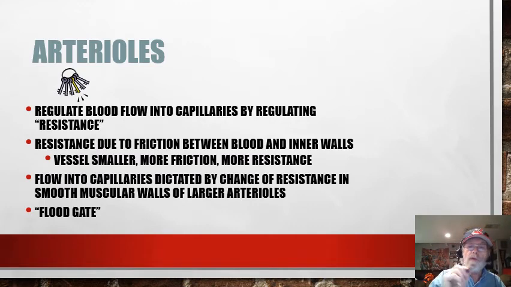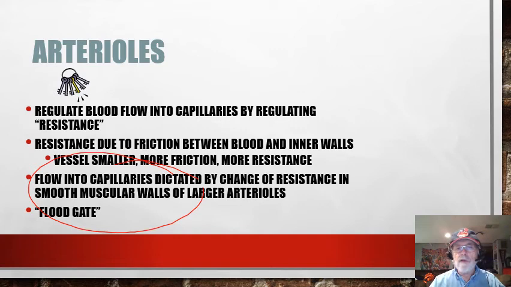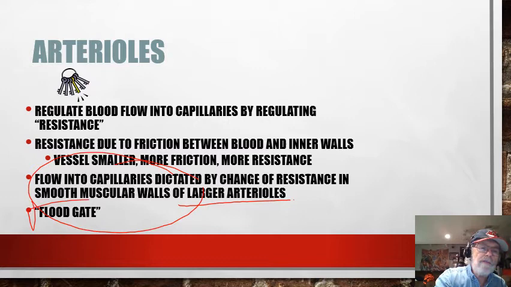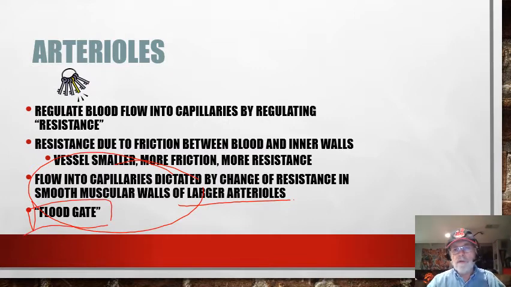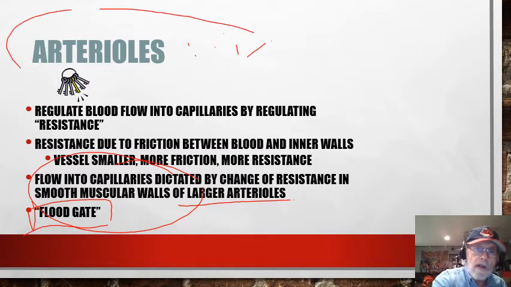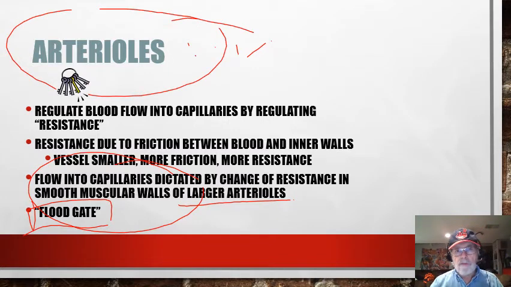So the flow that we find, which is really a critical thing, the flow that goes into the capillaries is dictated by the resistance of the smooth muscular walls of the arterioles, particularly the larger ones, because as I get close to the capillaries, I'm losing more and more muscle. So they actually act as a floodgate. They're able to divert blood to where it needs to be. And that's why the arteriole is such an important vascular structure that we always have to think about.